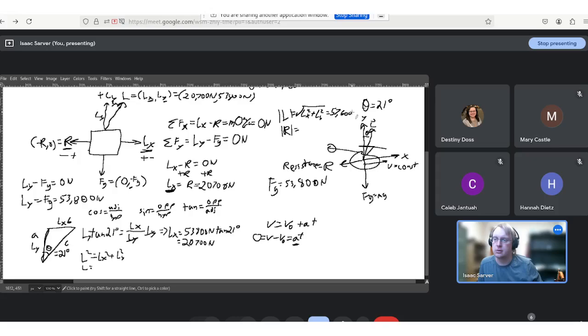57,600 newtons. And this other one, we already know what it is, because its other component is 0, so 0 squared plus anything is just that anything. Square root that, and we're back to where we started, 20,700 newtons. And we're done. 5 minutes.